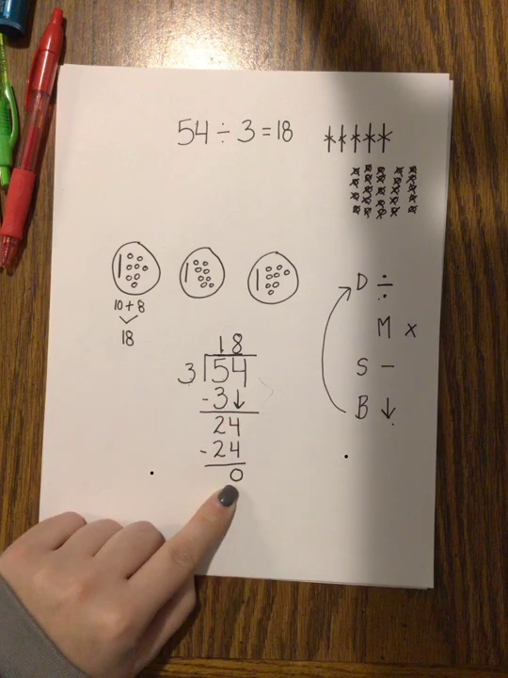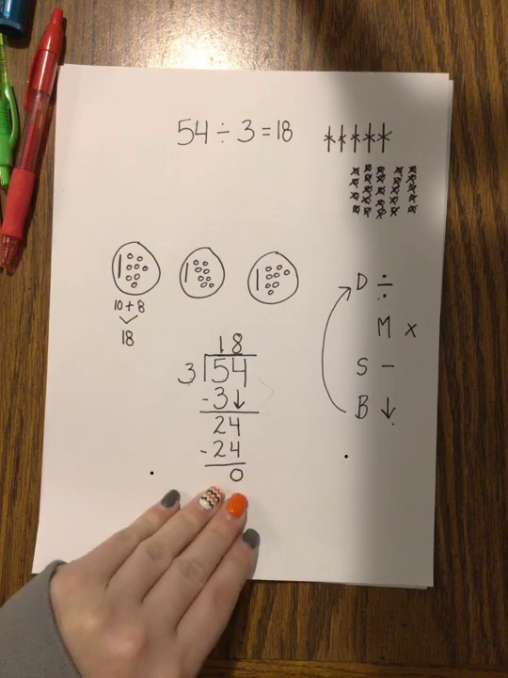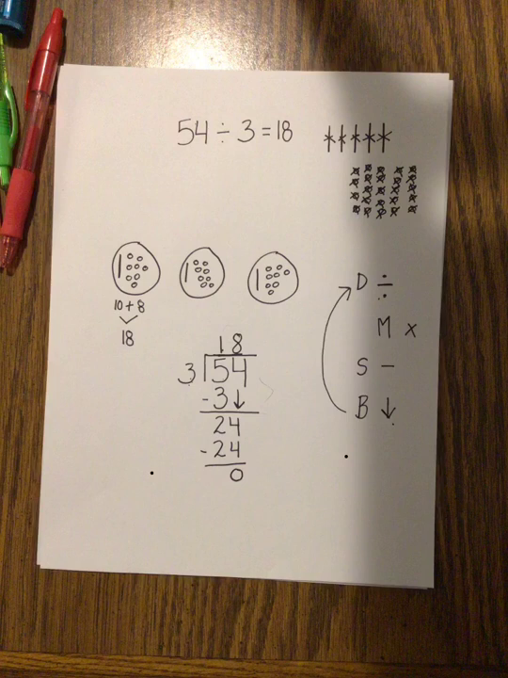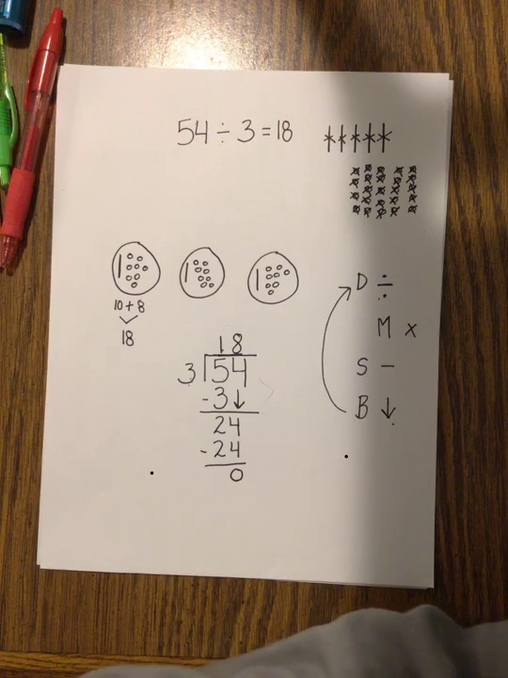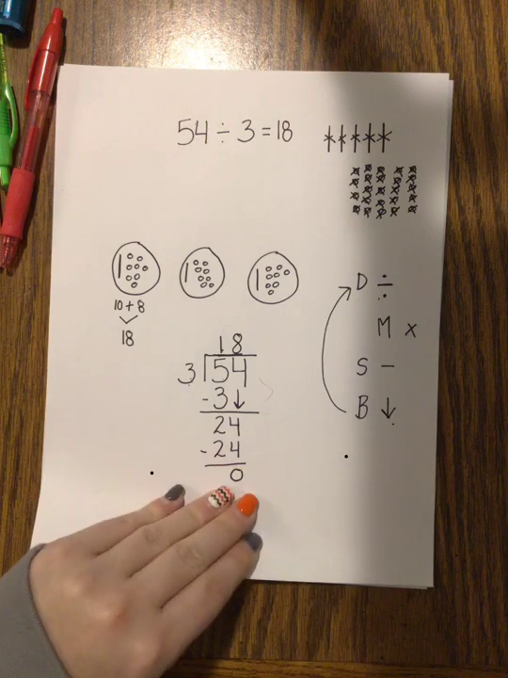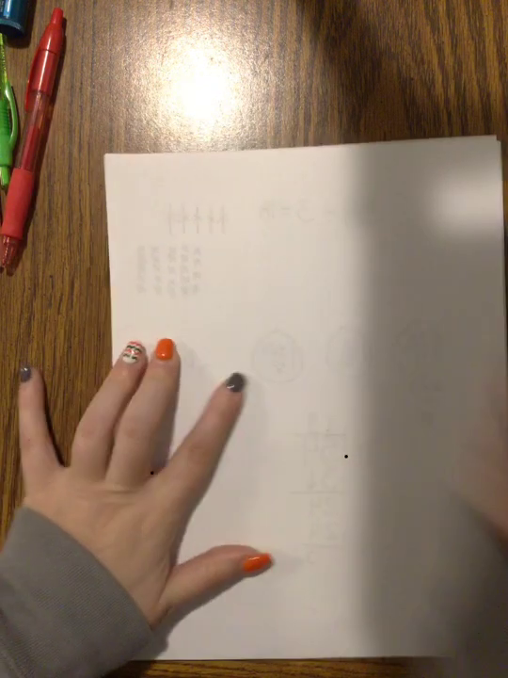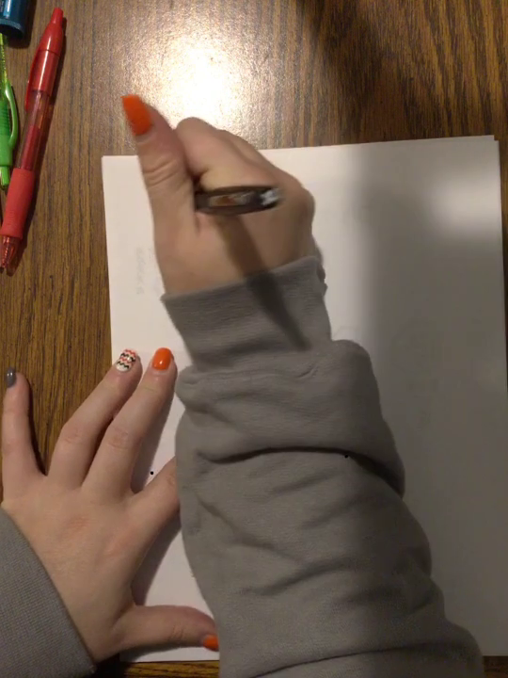Now sometimes you're going to have a remainder. So I'm going to show you another example, one with the model and one with the method, that does have a remainder so that you can see that it's okay to have a remainder. So the number that we're going to do is 76 divided by 3.